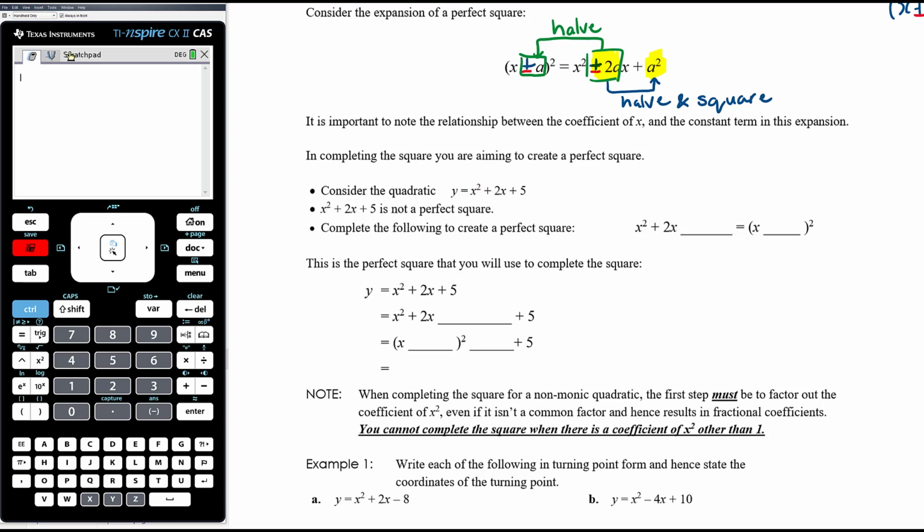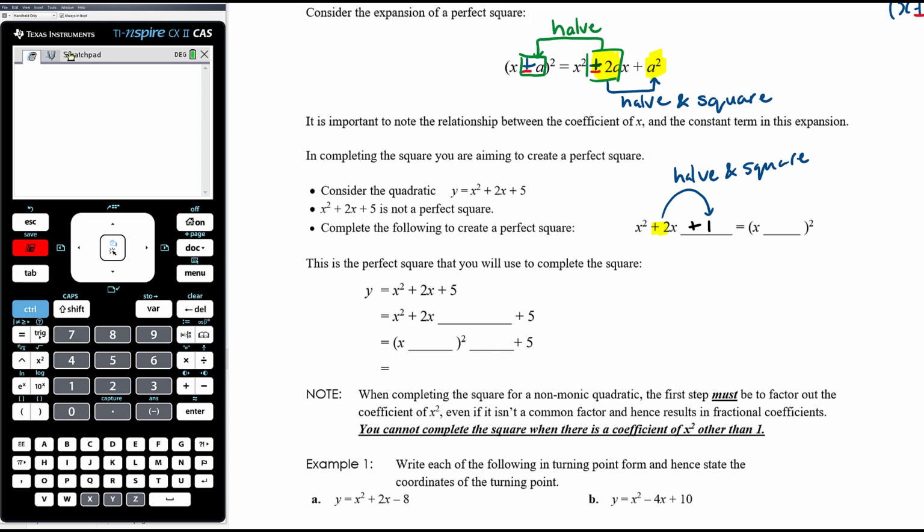Okay, so what I want to think about is, it's not a perfect square, but the plus 5 on the end means it's not a perfect square. What would it have to be to make it a perfect square? And so again, it's about taking that coefficient of x and halving and squaring. Halve and square it. So half of 2 is 1 and 1 squared is 1. So we would need positive 1 on the end there to make that a perfect square.